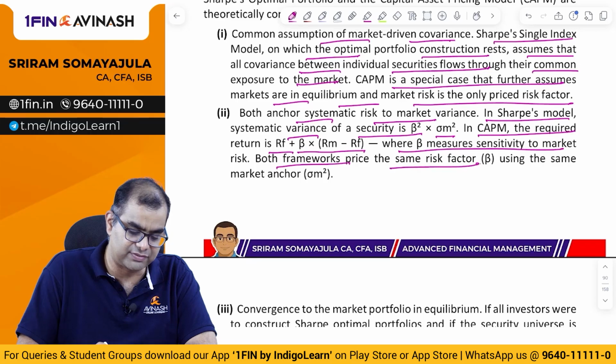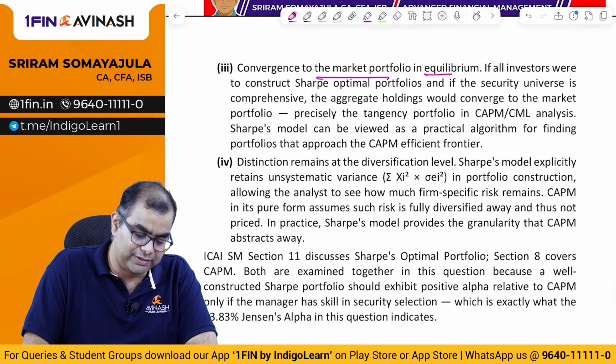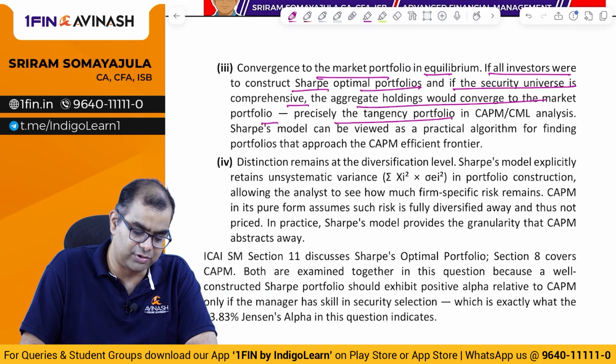Both frameworks price the same risk factor, beta. This is what I wrote. Then, convergence to market portfolio and equilibrium: if all investors construct the Sharpe optimal portfolio and if the security universe is comprehensive, the aggregate holdings would converge to the market portfolio, precisely the tangency portfolio in the CAPM CML. Sharpe's model can be viewed as a practical algorithm for finding that portfolio.